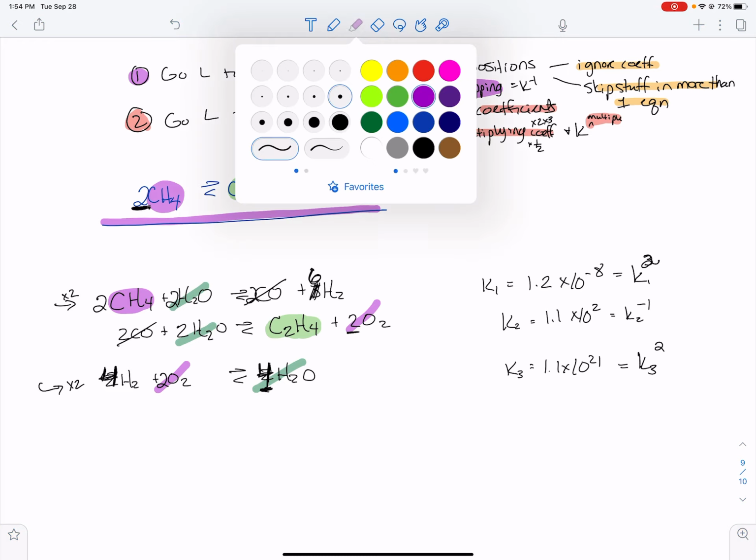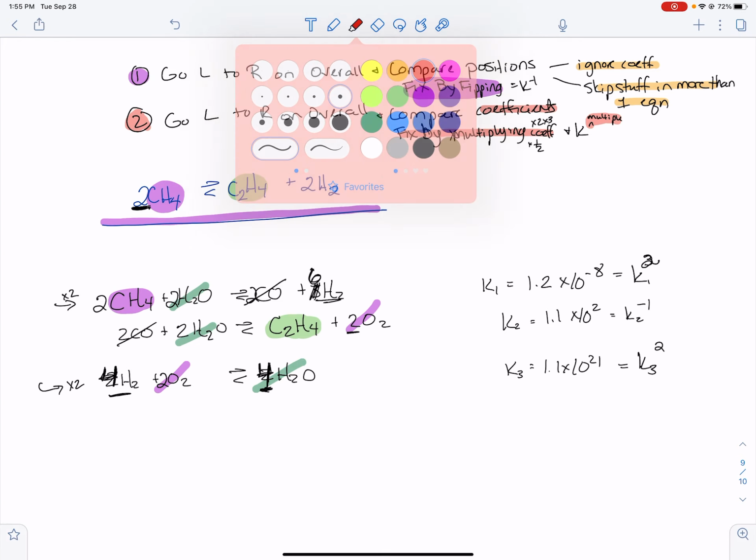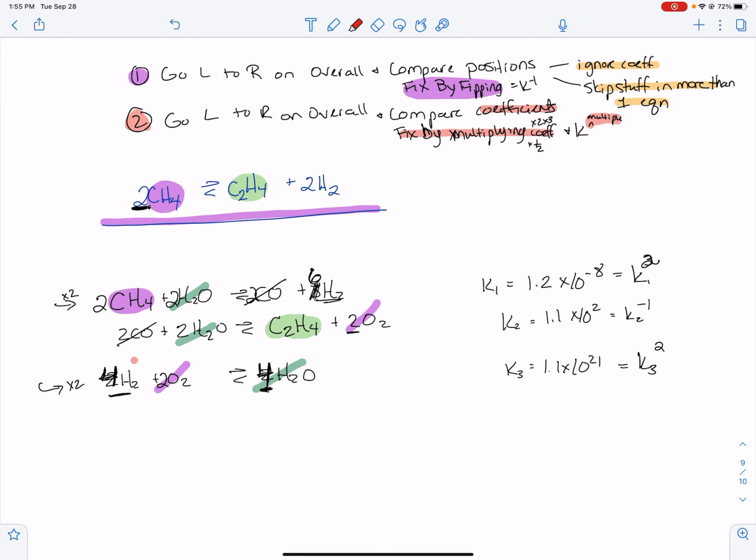And then finally, I need to deal with my H2. So this is kind of like saying that I have 4x on one side and 6x on the other when I'm looking at these H2s. So if I subtract 4x from both sides, I'm left with 2x. It's kind of like that. So I can cancel my x's out. So all 4 of these will cancel, and it'll leave me with 2.